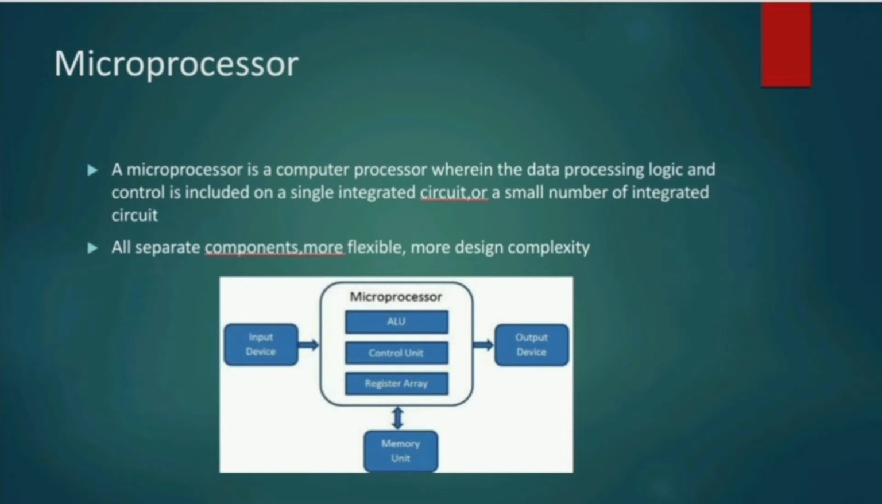And my next one is microprocessor. It is a computer processor where the data processing logic and control are included in a single integrated circuit, or otherwise in a small number of integrated circuits. All components are separate, it is more flexible and the design complexity is more. So this is the microprocessor block diagram.